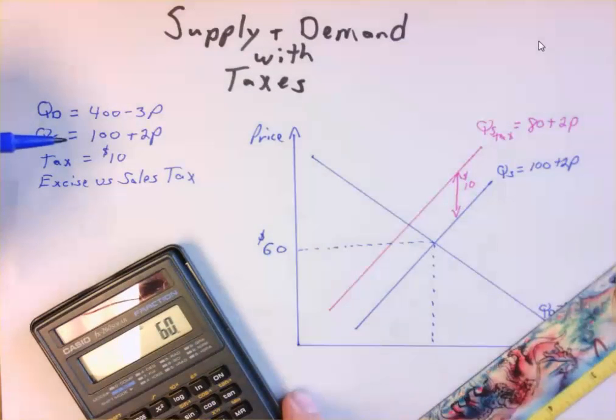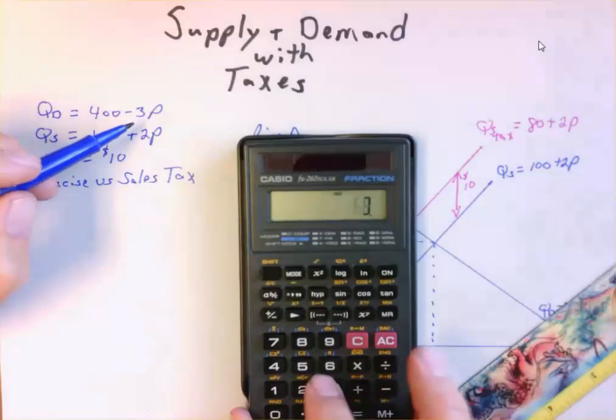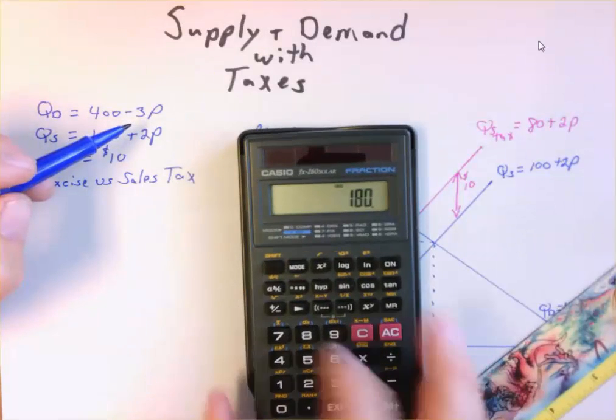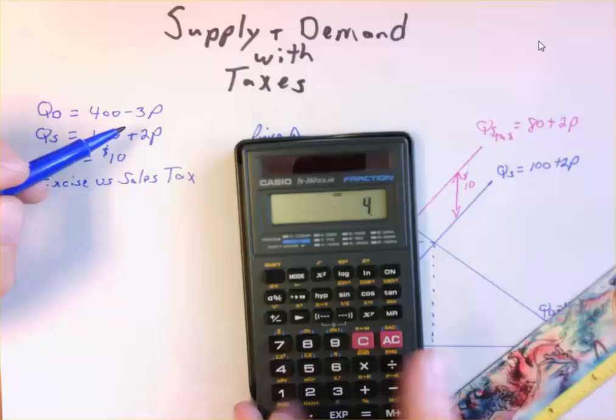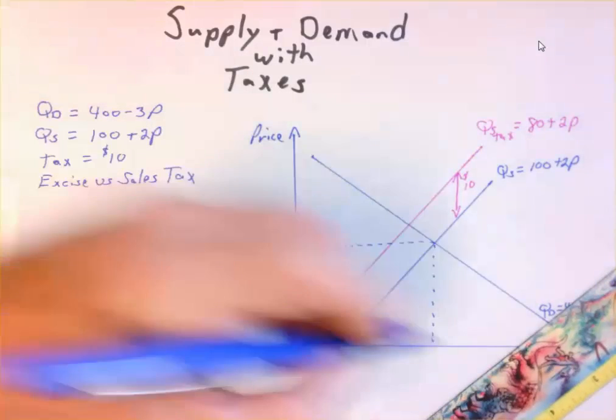Then we can find the equilibrium quantity by just setting the 60 into the demand equation. So 3 times 60 is 180, and I'm going to subtract that from 400. I get 220 for this number right here.